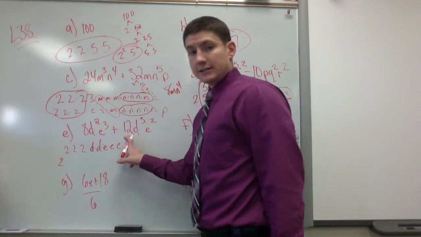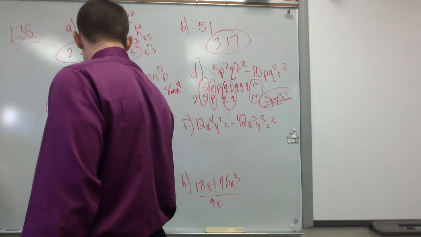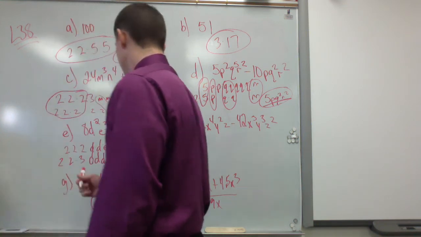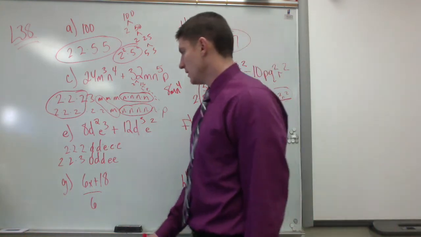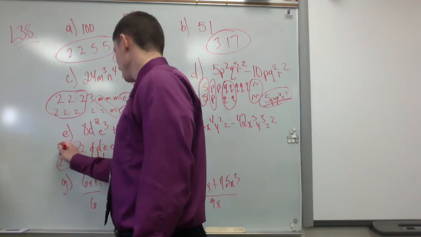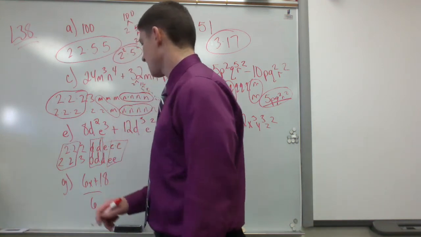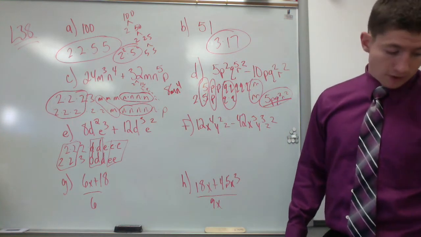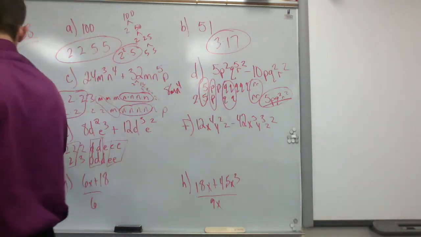12 is 2 and 6. 6 is 2 and 3, so it's 2 times 2 times 3. You've got 3 d's and 2 e's. So there's both of those factored out. I find the greatest common factor amongst them by circling what is the same in each term. The greatest common factor that I find between those is 2 times 2, which is 4, d squared and e squared. So I'm going to write that over here.